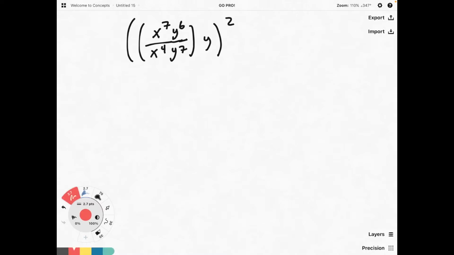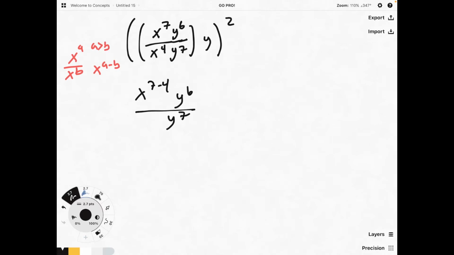Let's work with the x first. So by the rule, we know that if we have x to the a over x to the b, depending on which one's greater, in this case a is greater than b, so therefore it's going to be x to the a minus b, right? So if that's the case, we have x to the 7 minus 4, and then we have y to the 6th over y to the 7th multiplied by y, and then that value squared. So with x to the 7 minus 4, that becomes x to the 3.